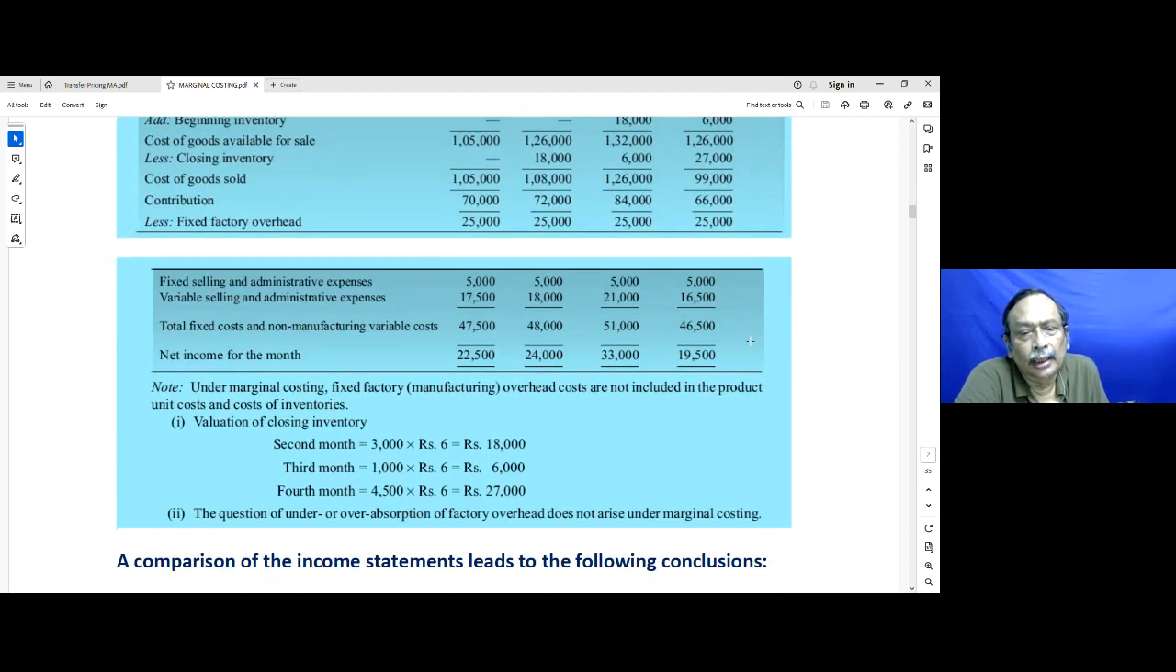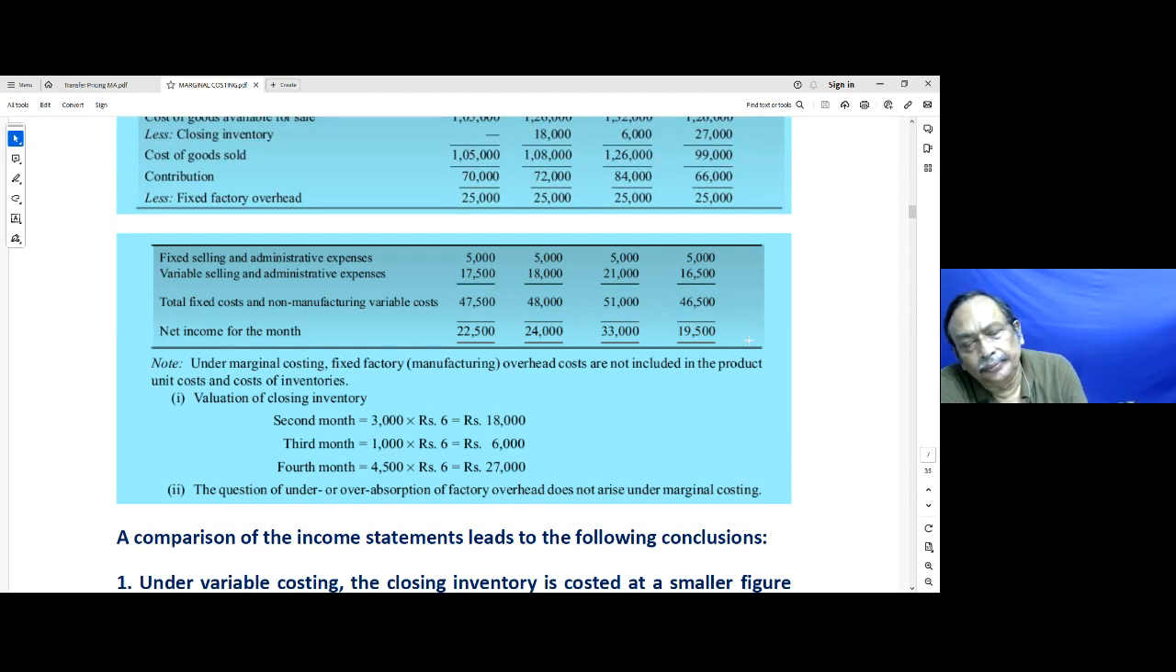Now, under marginal costing, fixed factory manufacturing overhead costs are not included in the product unit cost and cost of inventory. Valuation of closing inventory is based on the number of units lying in closing stock multiplied by the variable cost per unit, and accordingly it is 18,000 in the second month, third month 6,000, fourth month 27,000. Remember, the question of under or over absorption of factory overhead does not arise under marginal costing. So mind this.